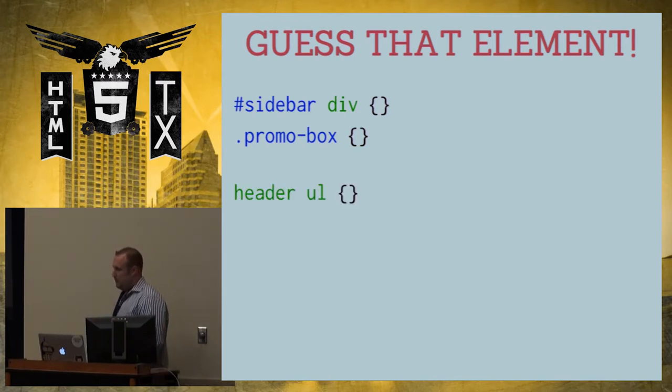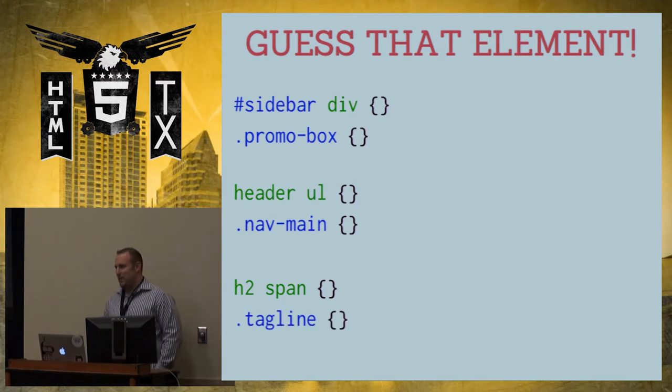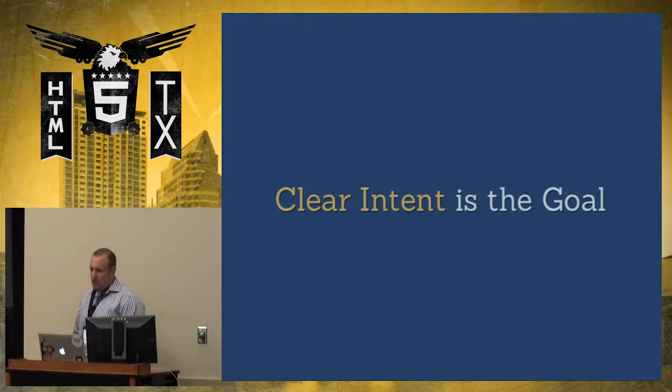Header UL. Once again, I see this all the time, so I know what the person is most likely saying, but why not just come out and say it? Nav main. H2 span. Anybody want to take a guess at what that's going to be? Tagline. So stop making people guess what you're wanting it to do. Be very specific with your intent, and that's essentially what I'm wanting to say here: clear intent is the end goal. Don't make me, or the developer coming in after you, or maybe yourself 1 year from now, coming back to this code, try to guess what's going on.